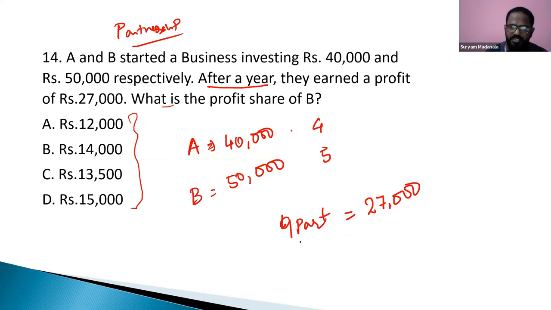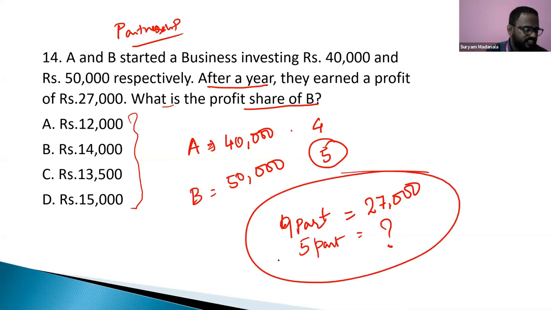Yes, Robert, you're right. But they're asking the profit share of whom? B. How many parts? 5 parts. Don't worry, Robert. Sandhya, wonderful. Yes, the same again.